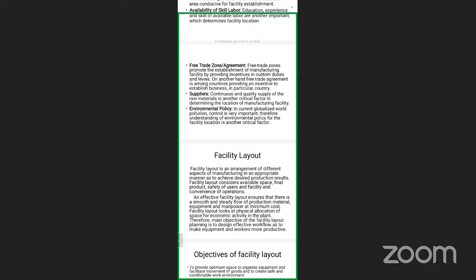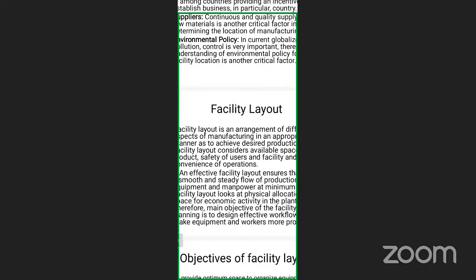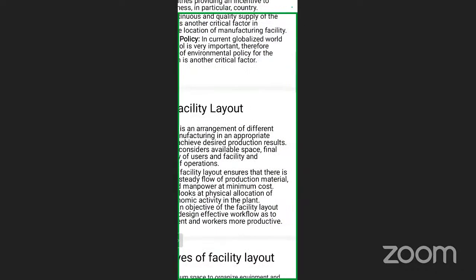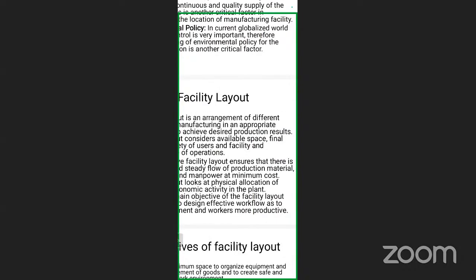Facility layout is an arrangement of different aspects of manufacturing in an appropriate manner so as to achieve desired production results. That means, what do we learn? Facility layout is an arrangement of different aspects of manufacturing in an appropriate manner so as to achieve the desired production result. If you are not arranging properly, suppose I will give an example.